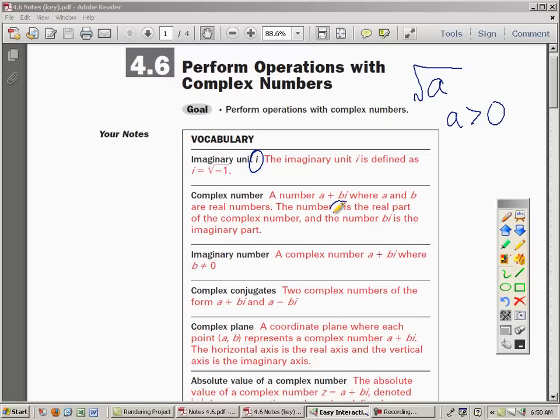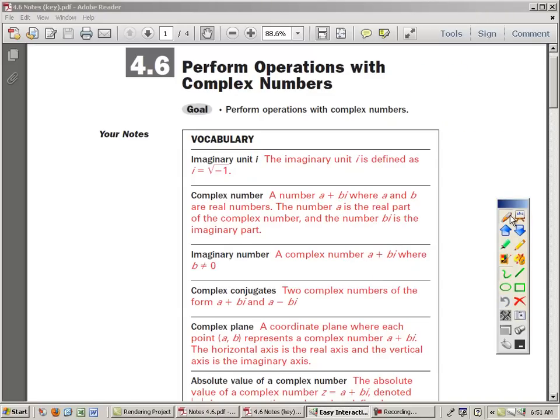a is the real component of that number, and bi is the complex or imaginary part. And again, we call it a complex number because it has two parts. It has a real part, a, and it has an imaginary part, bi. An imaginary number is any complex number in which b is not equal to 0, because if b is equal to 0, that term goes away and you just get a real component to that number. So that would not be an imaginary number because it doesn't have an imaginary part with it.